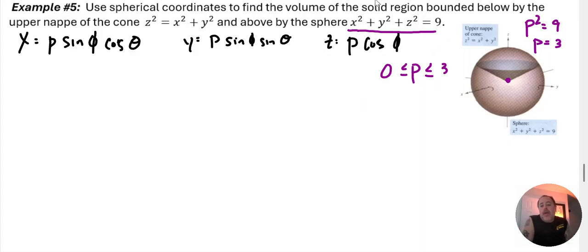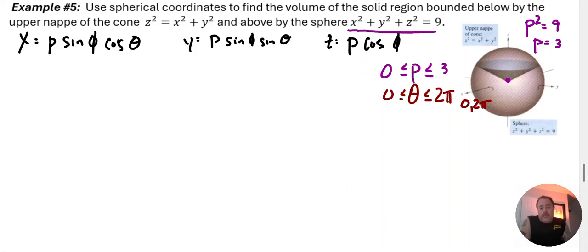Then theta is really easy to figure out, because it's a sphere. We start at the positive x-axis, so our lower bound is 0, and we go all the way around to 2 pi. So theta in this case goes from 0 to 2 pi. Those are pretty easy to figure out.